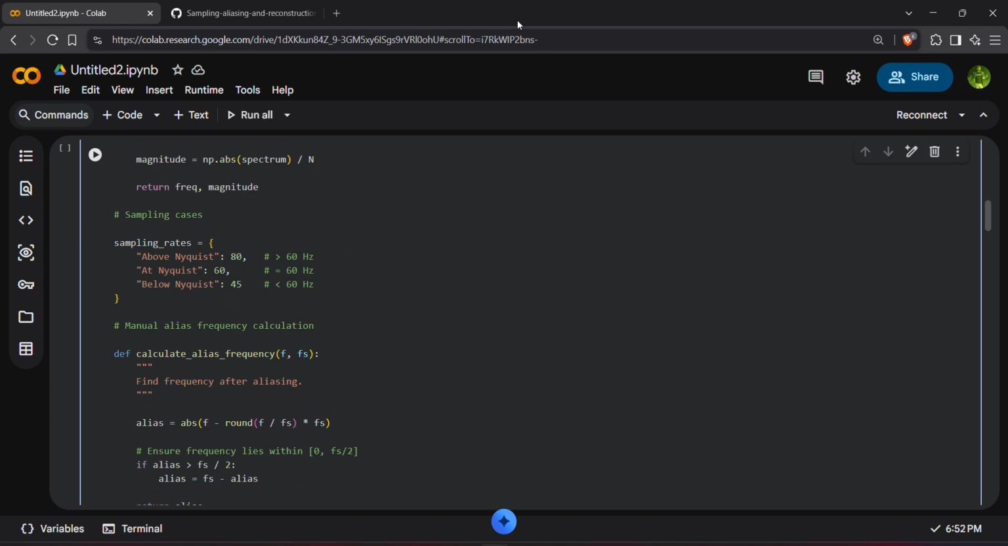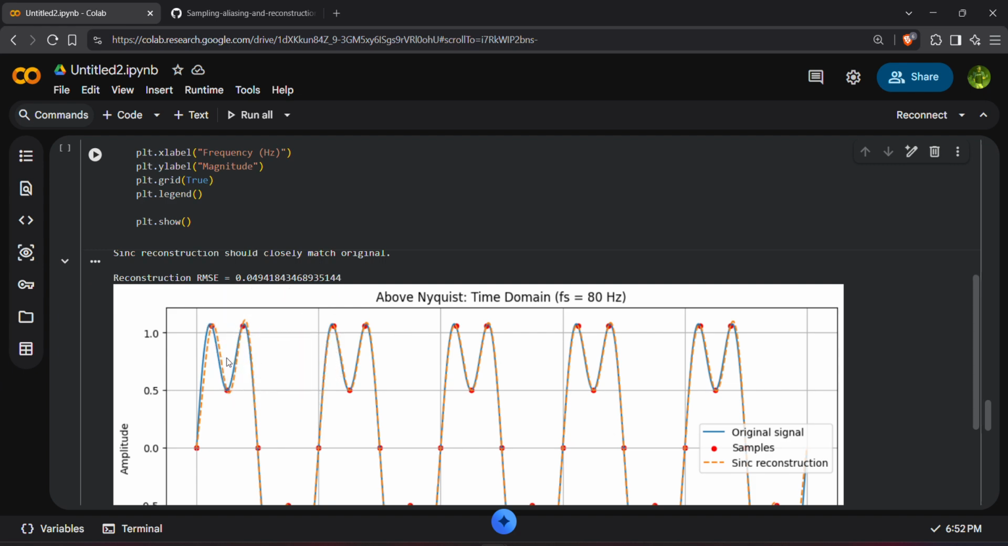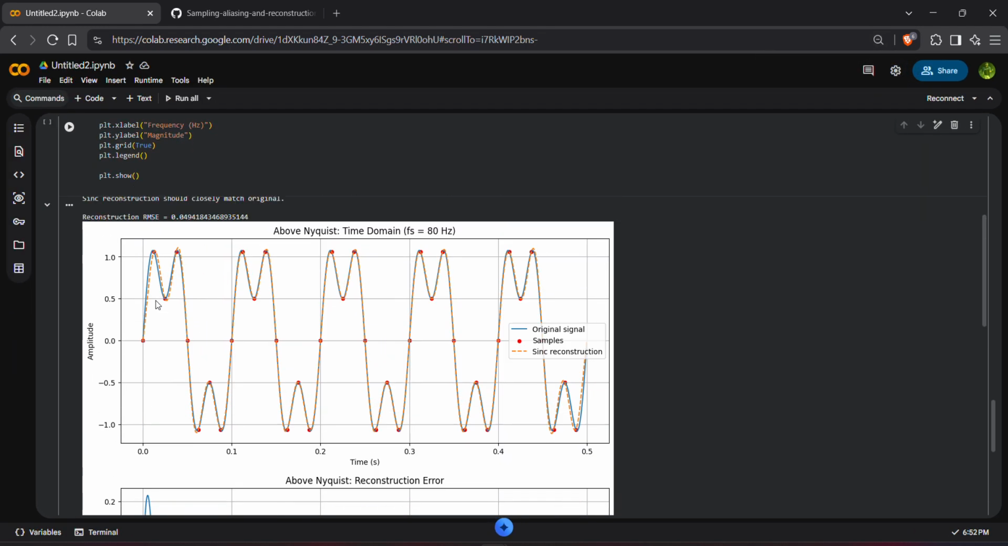Case 1, above the Nyquist: 80 hertz is greater than 60 hertz. Therefore, according to the sampling theorem, aliasing should not occur. Now, looking at the graph, the blue curve represents the original signal. The points represent the actual samples, and the dashed curve represents the signal reconstructed using sinc interpolation. We can see that the reconstructed waveform closely follows the original waveform.